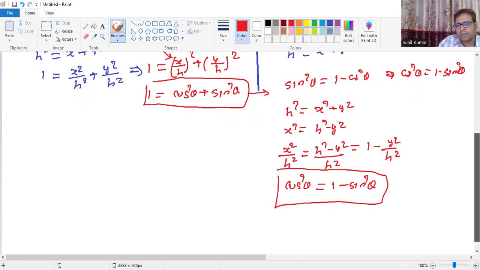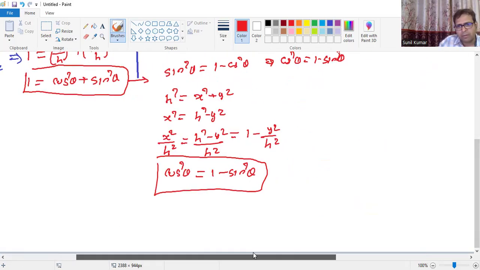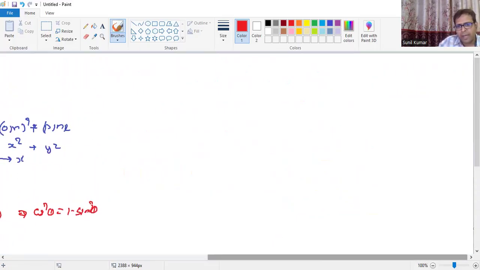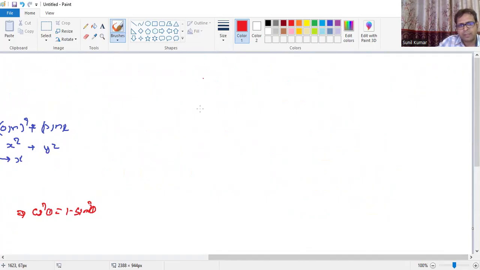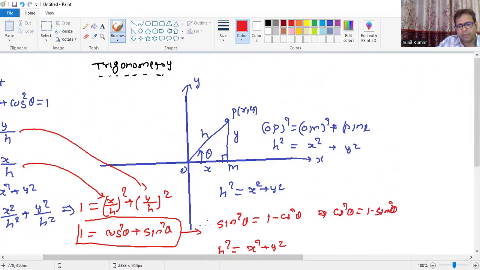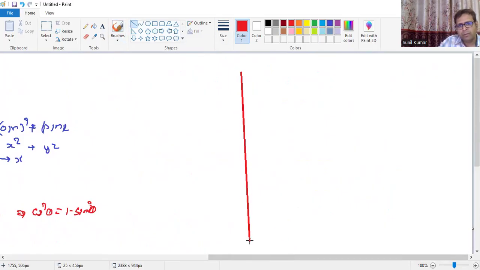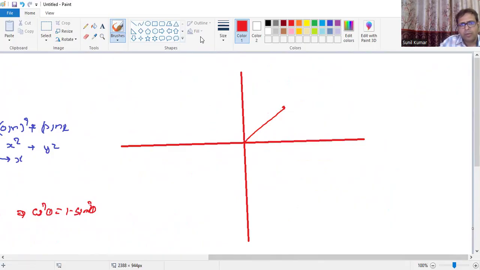Now I'm going to explain the next concept about the angle concept. Suppose we have a quadrant system, already we have here. Okay, so I'm going to use the same here. Suppose here we have x-axis and y-axis. Okay, and one point we can mark here. Another point I'm going to mark in this second quadrant.